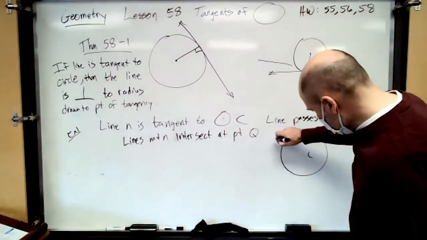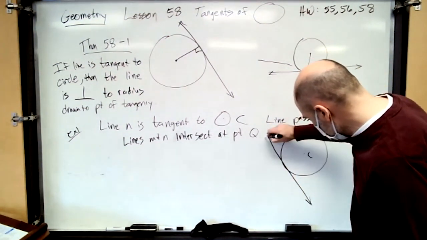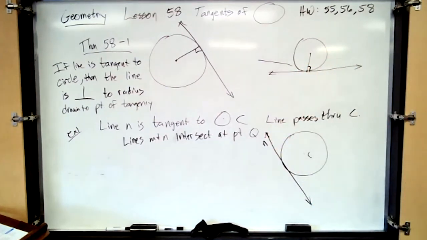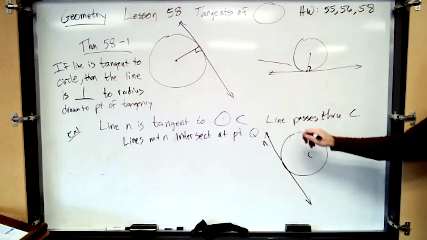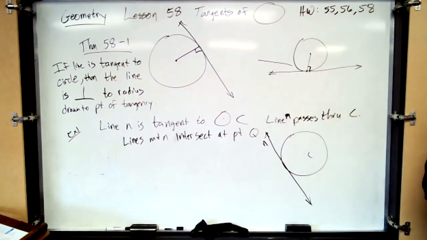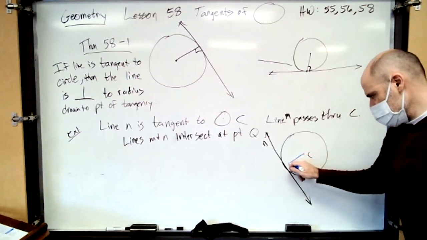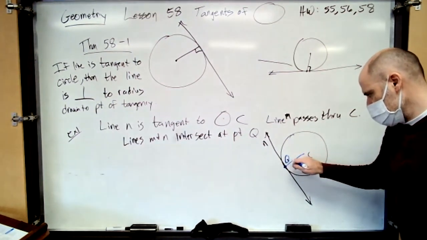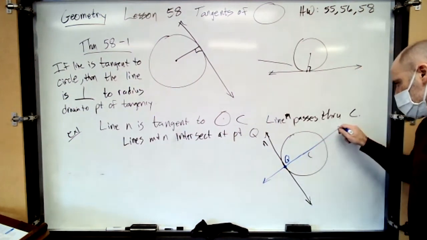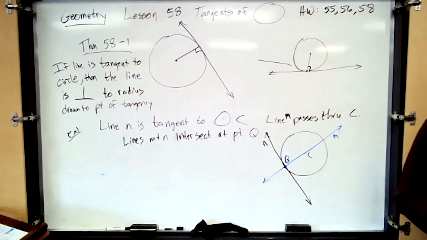And then I'm going to draw a line N, which is a tangent line. So far, so good. Now, what does M do? How do you draw a line M? Sorry. Maddie, how do you draw a line M? Line M passes through C, lines M and N intersect at point Q. You draw the line from C to Yep, so that line there, so they intersect at point Q. So there is line M.